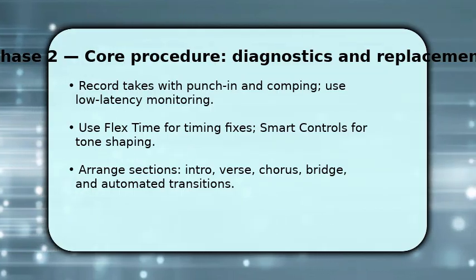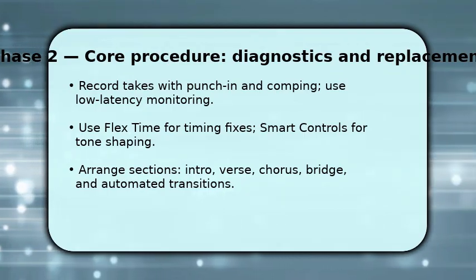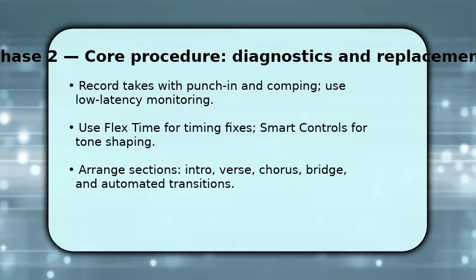Once clips are solid, drag regions into an arrangement. Mark intro, verse, chorus, and bridge. Use automation to control volume and effects across transitions, so the song breathes.